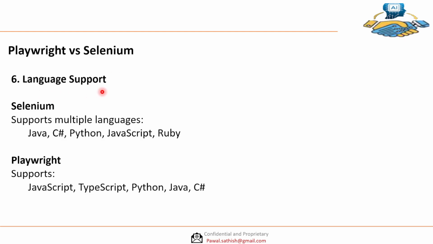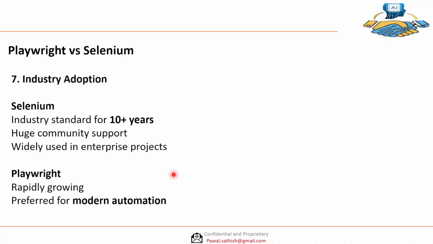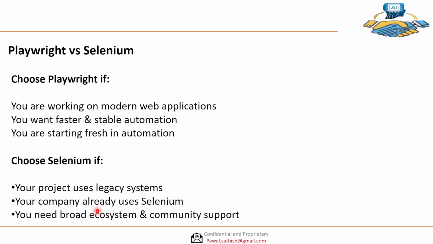Considering the language support perspective, Selenium supports multiple languages, including Java, C Sharp, Python, JavaScript, and Ruby, whereas Playwright also supports JavaScript, TypeScript, Python, Java, and C Sharp. And industry adoption perspective: Selenium has been used in the industry for more than 10 years. It has huge community support and is widely used in enterprise projects. Whereas Playwright is rapidly growing and preferred for modern automation.